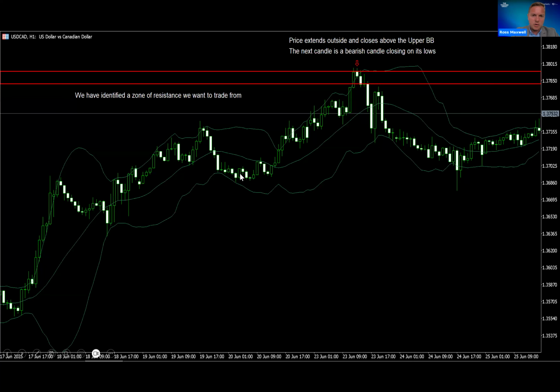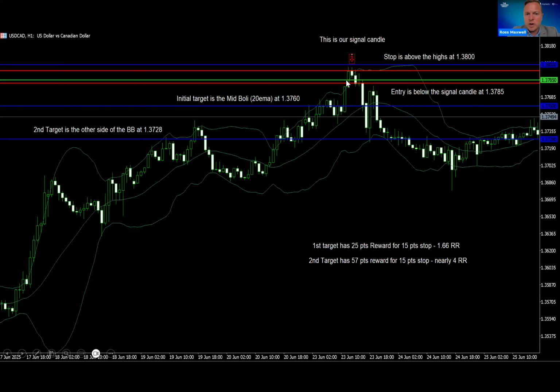So let's have a look at what our entries would look like. So this green line is our entry, which is at 137.85. Our stop is above the highs that is created, which is this blue line here, which is 138.00. So we have a stop of 15 pips.